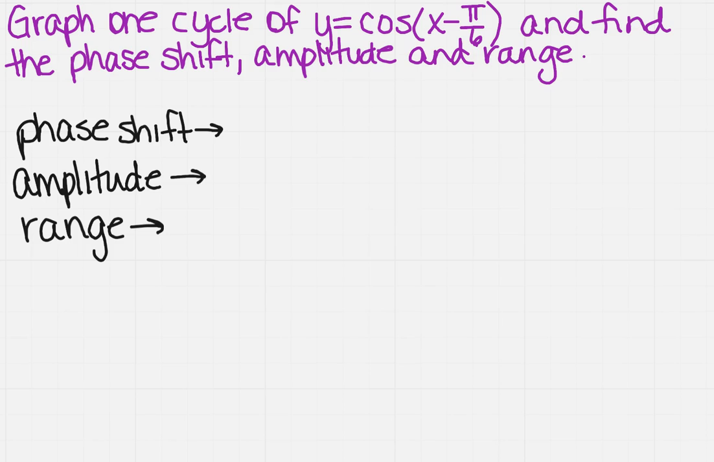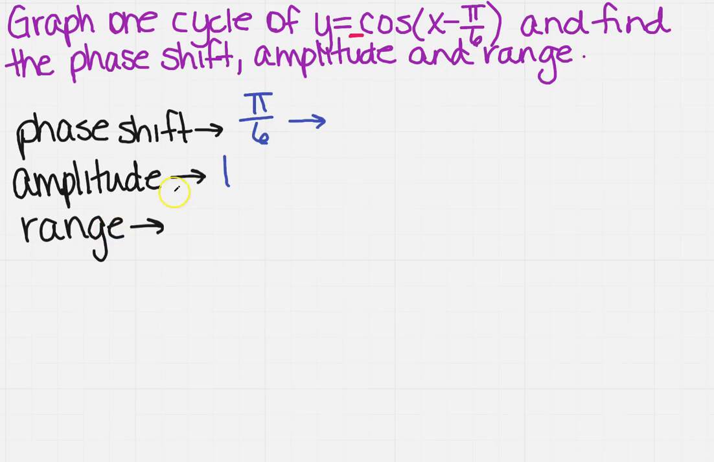Well, remember the coefficient in front of your cosine is your amplitude. So when there's nothing there, that's understood to be 1. So the amplitude is 1. Now remember your phase shift happens inside the parentheses. So I've got x minus pi over 6. So that tells me there's a phase shift of pi over 6 in which direction? Well, since it's minus, it's to the right.